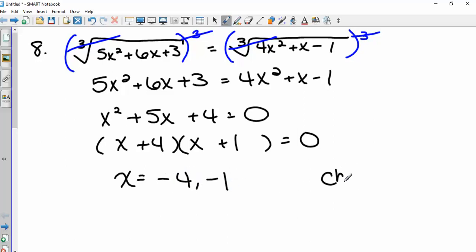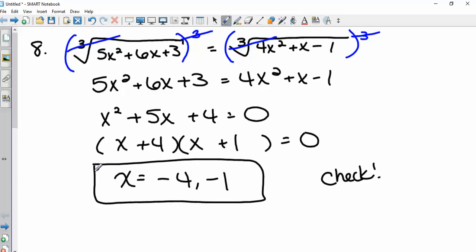Remember to check at this point. Do you guys know how to check? Yep. Plug them into the original. I'm not going to take the time to do that in class today, so I want to get as many of your questions answered as possible. If you do check, both of these answers work. So that is our final answer.